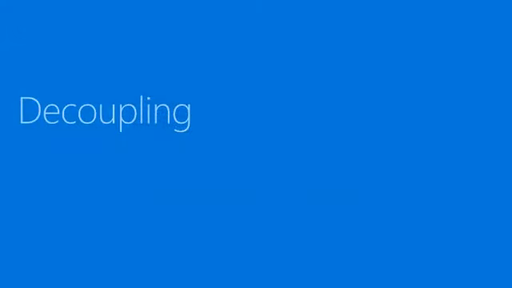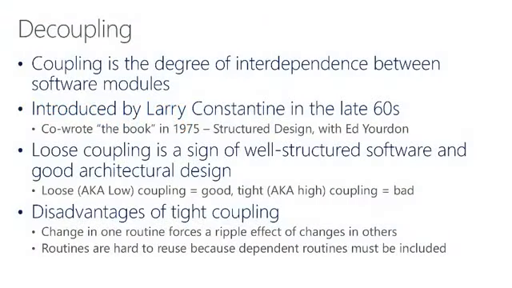Which takes us into decoupling. Actually, coupling is the degree of interdependence between software modules. It is a concept that was introduced sometime in the late 60s, early 70s by a guy called Larry Constantine. I know this because it's on this slide, and I looked at the wiki article and was very fascinated by this. So look this guy up. He wrote the book in 1975, Structured Design, with Ed Jordan.